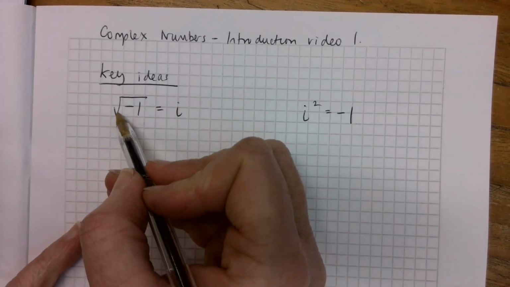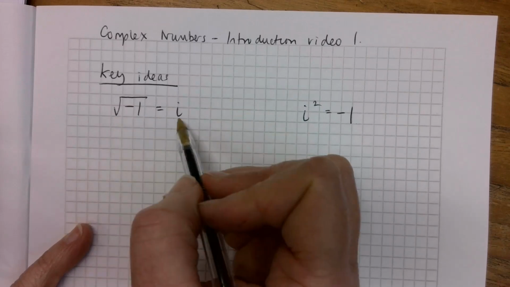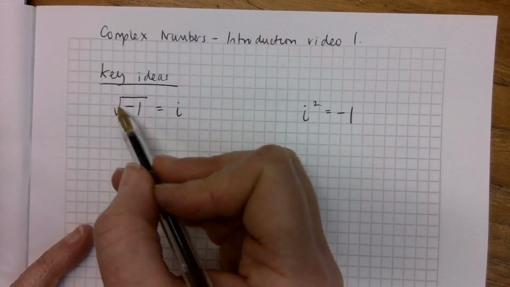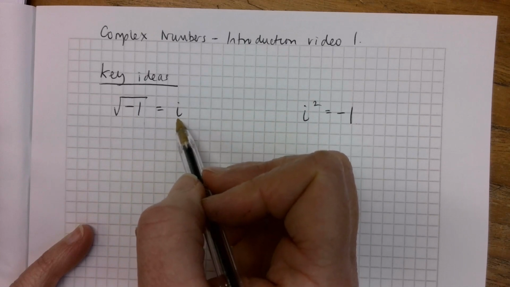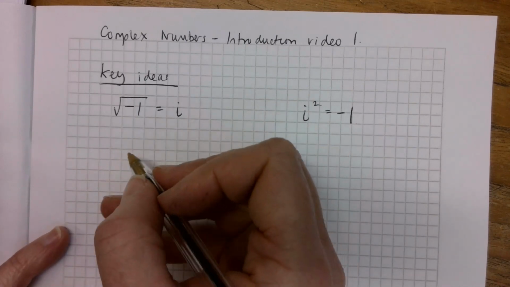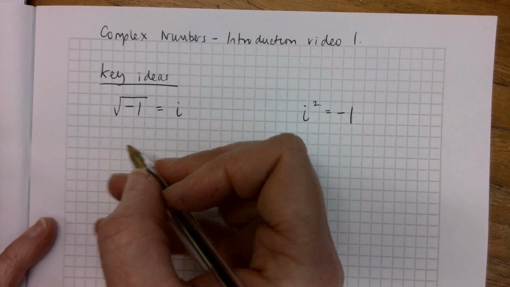They decided to call the square root of minus 1 i. So the square root of minus 1 is represented by the letter i. What that means is that any number that's a negative number can be represented with a certain number of i's.